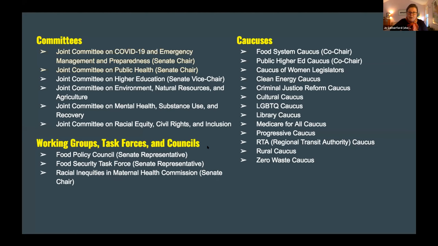Okay, this is a quick look, and it's probably too busy a screen, honestly, but I'll say what it is very quickly. These are the committees that I'm serving on in your name this session. And I want to point out that I'm serving on 2 committees as chair. So the Joint Committee on COVID-19 and Emergency Management and Preparedness, and also the Joint Committee on Public Health.